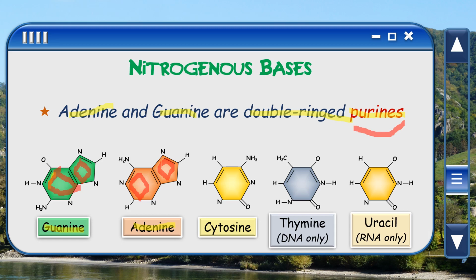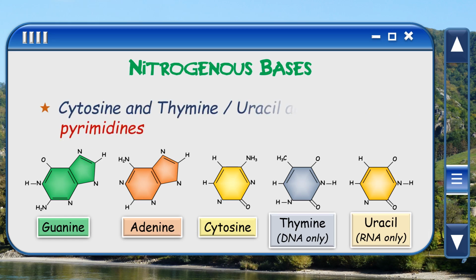And the others have only a single ring. Cytosine, thymine, and uracil are single-ringed, and we refer to them as pyrimidines. That is cytosine, thymine, and uracil. They are single-ringed, and we refer to them as pyrimidines.